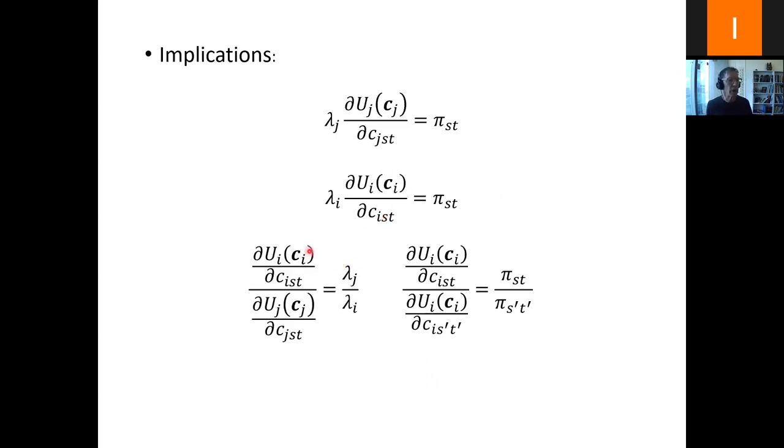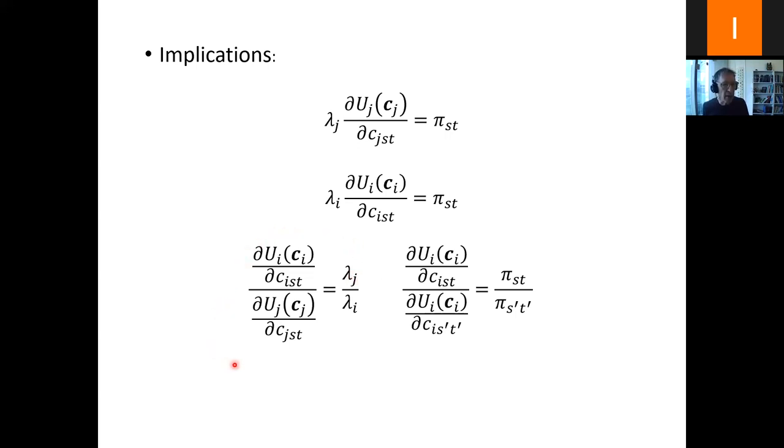And so the marginal utility of consumption of person i in the state relative to the marginal utility of person j in the state is equal to the inverse of the ratio of their Pareto weights. The person who has the higher Pareto weight is going to have the lower marginal utility. It's going to have the lower marginal utility because they're consuming more. And so this could be a direct relationship between your Pareto weight and how much you consume.